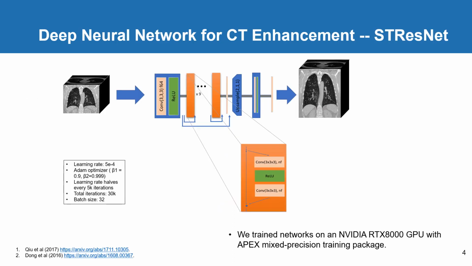So here is a breakdown of the baseline SRResNet. It has a series of residual blocks with convolution and activation layers. As we illustrated earlier, the 3D convolution blocks are replaced with spatial and temporal convolution blocks. We trained the network on an NVIDIA RTX 8000 GPU, and we also used the Apex mixed precision training package to further improve the training speed.